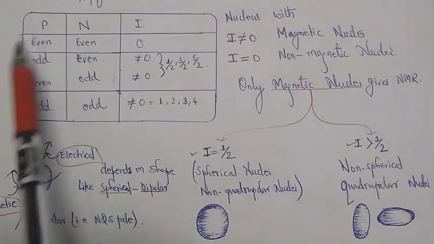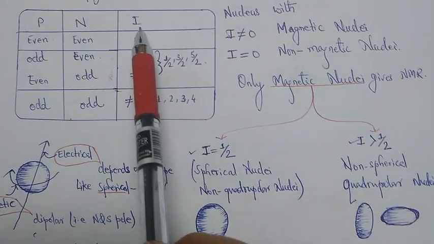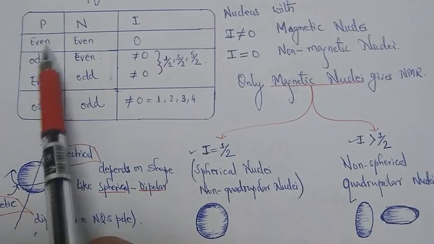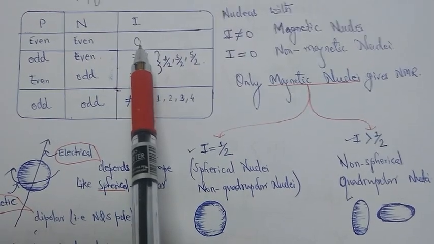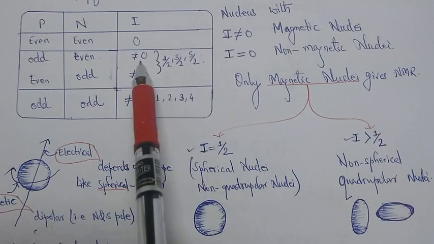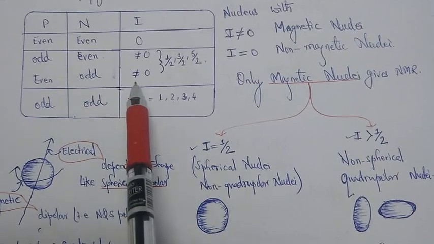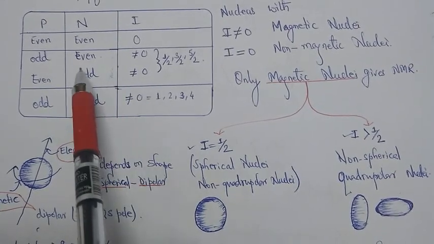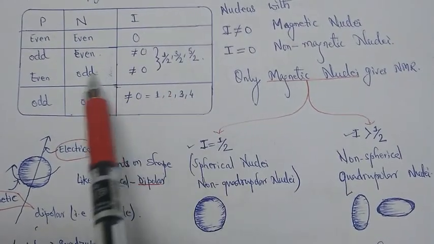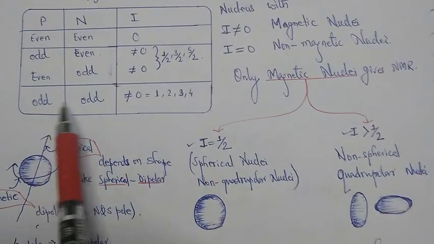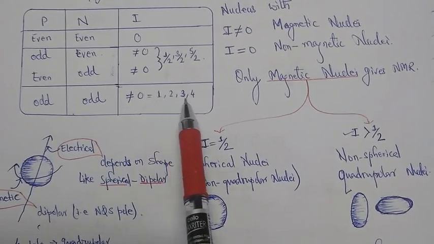Here, if you see very carefully, proton number, neutron number and nuclear spin. If we set both the number of protons and the number of neutrons as even, then we will see the nuclear spin as 0. If one is odd and another is even, then we will see it is not equal to 0. Rather, in the case of one odd and one even, we are getting 1/2, 3/2, 5/2 in fractional form. Now, at last, if we set both of them as odd numbers, then we will see it is not equal to 0, which equals 1, 2, 3, 4 like that.